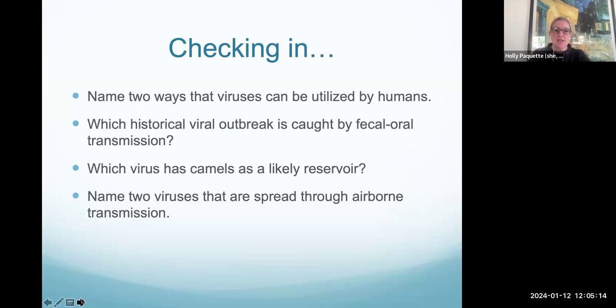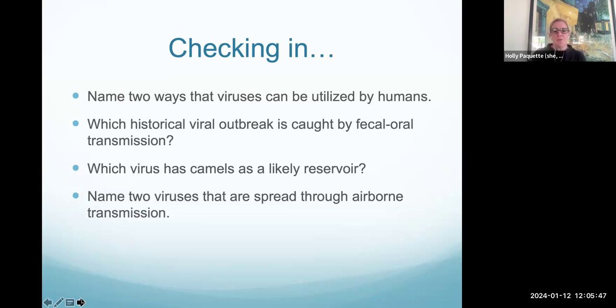So in my checking in, the first question I have is to name 2 ways that viruses can be utilized by humans. One is bacteriophage therapy, so using viruses to attack bacteria that cause infections in hosts. We can also do gene therapy with viruses, so we can use viruses to carry genes in and replace dysfunctional genes. We can use viruses to make vaccines. And lastly, we can use viruses to attack cancerous cells.